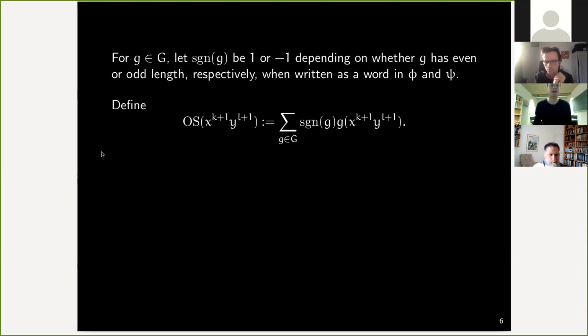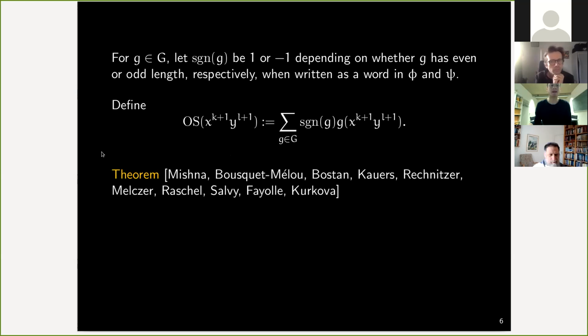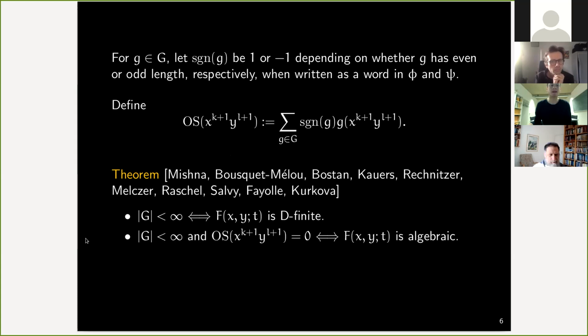And there's now a theorem which relates these two quantities with the nature of the generating function. The first part says that the group is finite only if the generating function is D-finite. And the second part says the group is finite and the orbit sum is 0 only if the generating function is algebraic.